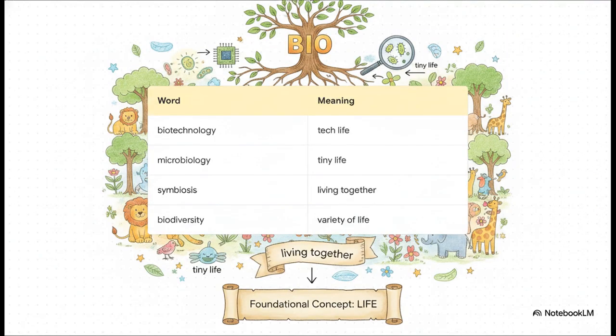Now, what's really interesting about this slide is how that one simple rule scales up into incredibly complex challenge words. Take biotechnology. It's simply living systems used in tech. Microbiology, that's the study of tiny life. Symbiosis means living together, and biodiversity just refers to the variety of life. So even the most intimidating scientific words out there still revolve right around that same foundational concept of life.